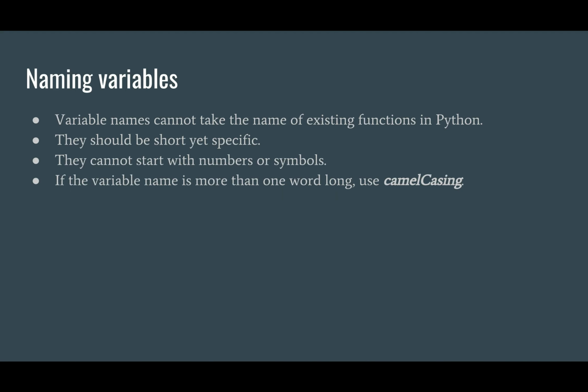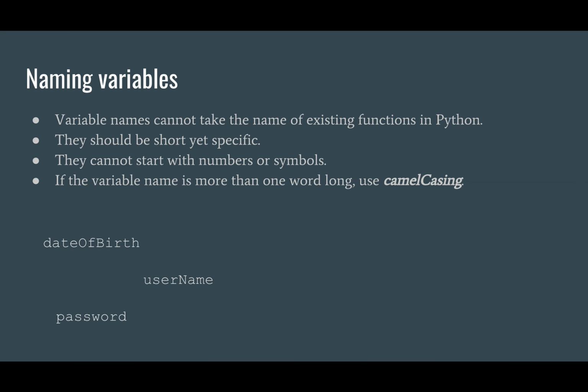So there's a couple naming conventions you should follow in Python. Firstly, that variable names should not take the name of existing functions in Python. For instance, if you assigned a variable the name print, Python would recognize this, but it's not good programming convention because you might confuse your variable with the function print, and other developers might also do this. They should be short and specific. They can't start with numbers or symbols. If the variable name is more than one word long, you should use camel casing, where the first word is all lowercase, and every word after the first one should have its first letter capitalized. So let's look at some.